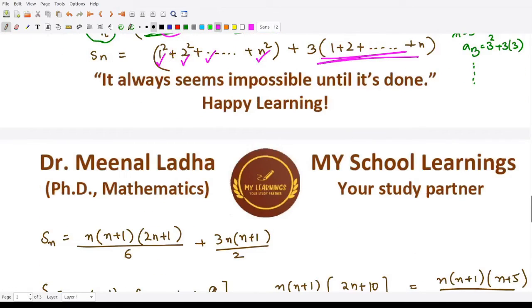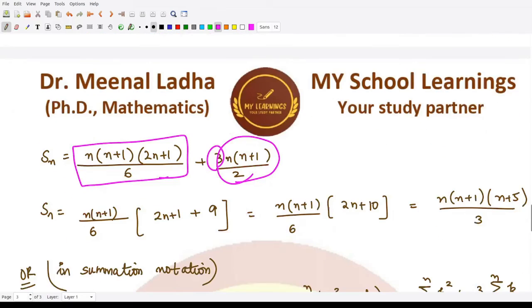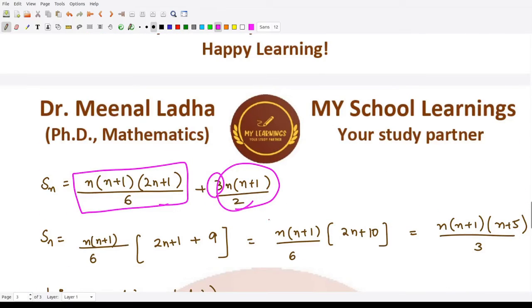So 1 square plus 2 square plus 3 square up to n square is equal to n into n plus 1 into 2n plus 1 divided by 6. And then we have 3 here. The formula for calculating the sum of first n natural numbers is n into n plus 1 divided by 2, correct? So now you can simplify the terms here and you have this as your answer, right?